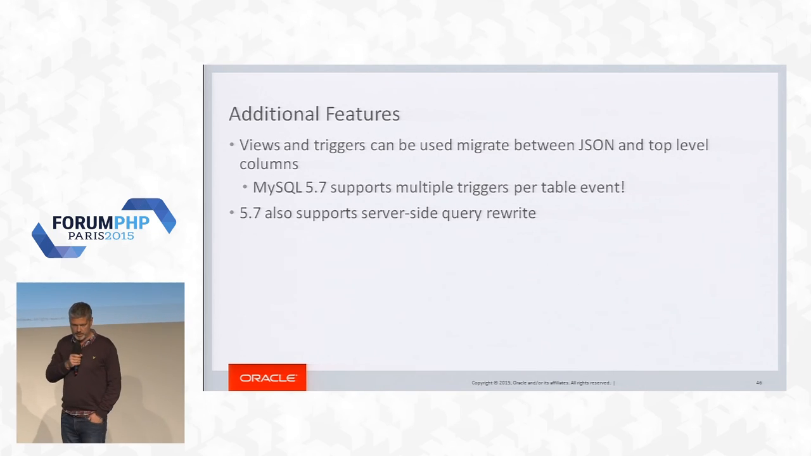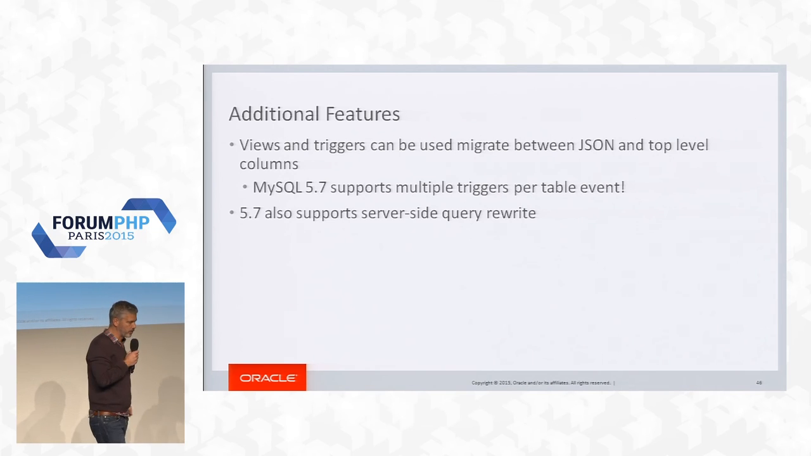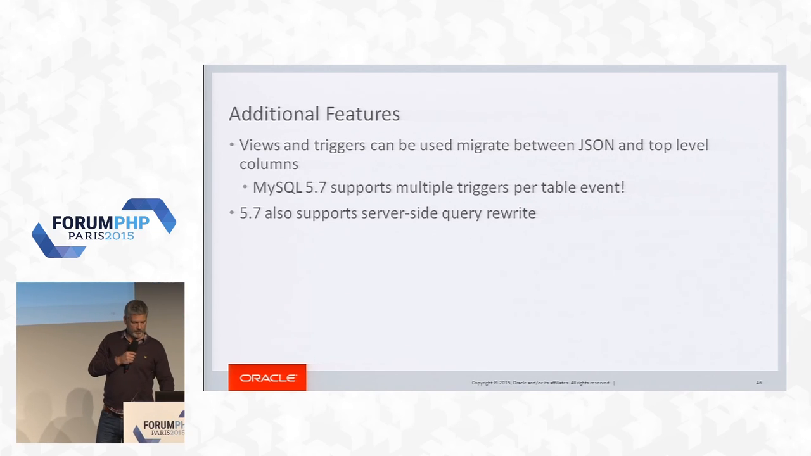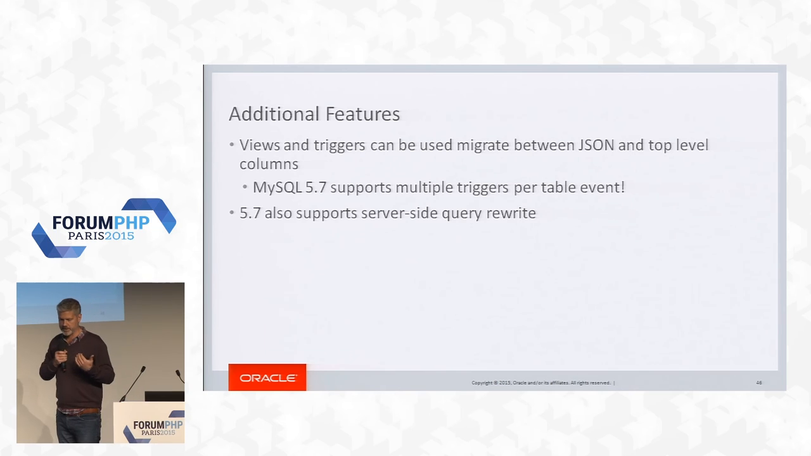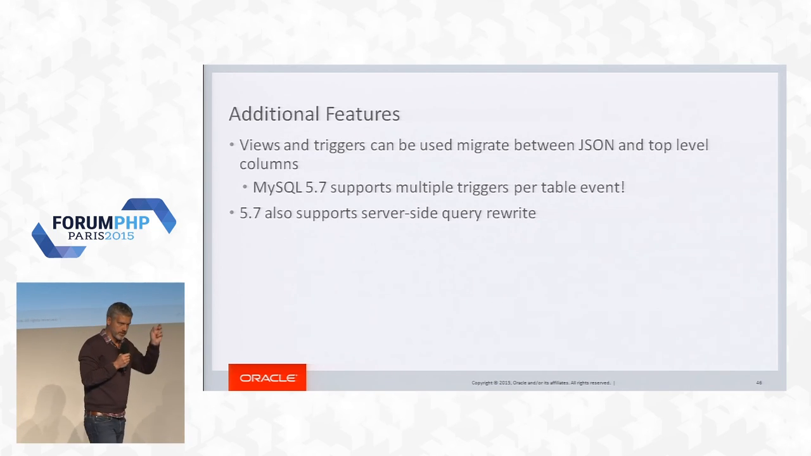Some additional things: you may use views and triggers to migrate between JSON and top-level columns if you decide that some part of your JSON object you actually want to pull out. And an important aspect of this is that 5.7 now supports multiple triggers per table. Before, it was just one.